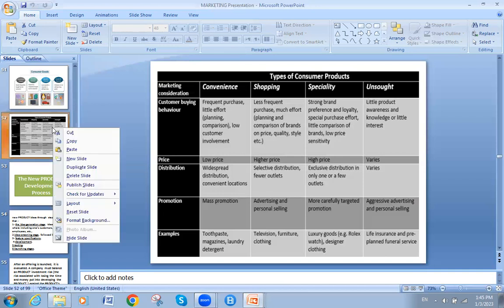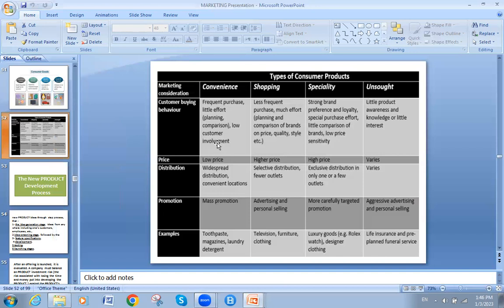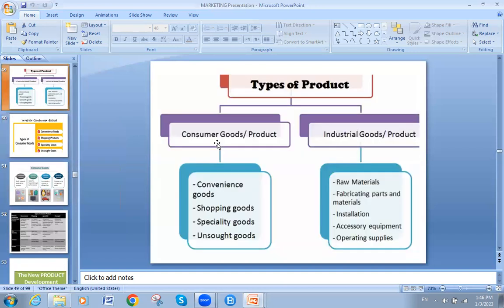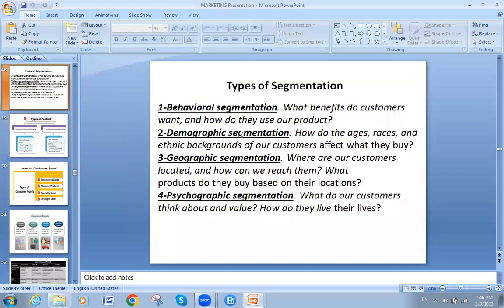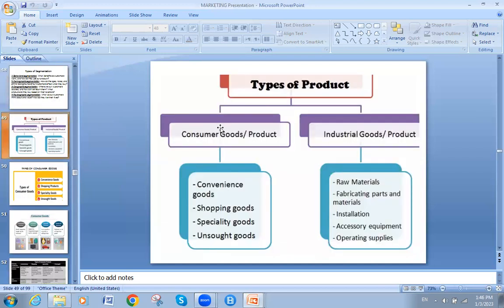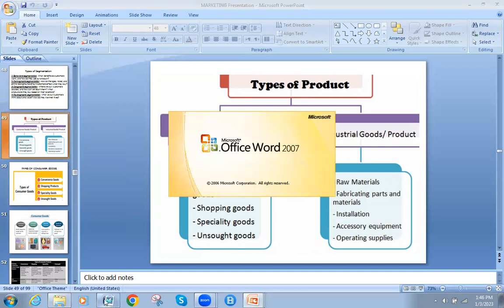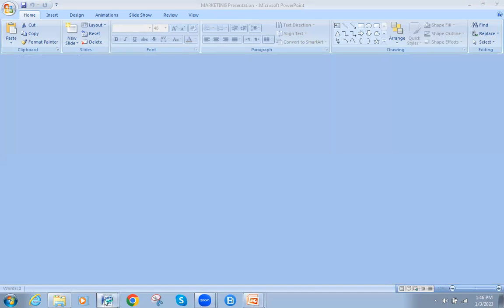Before we leave this part, we will go now to a question about what the types of consumer goods, or the types of products, are. Discuss the types of products. I will leave you around 5 minutes to answer this question.